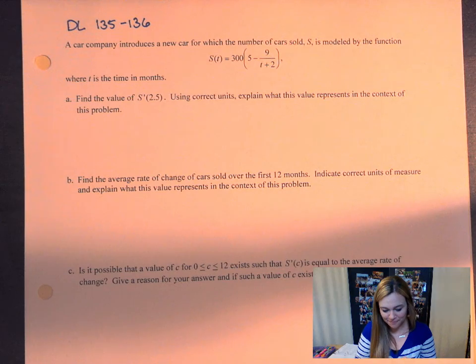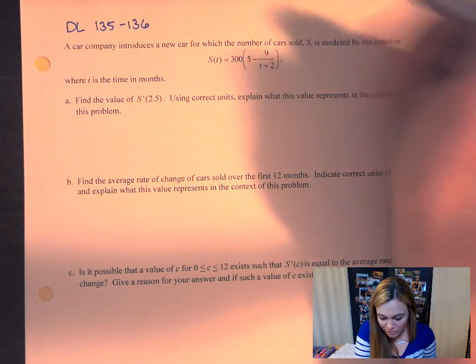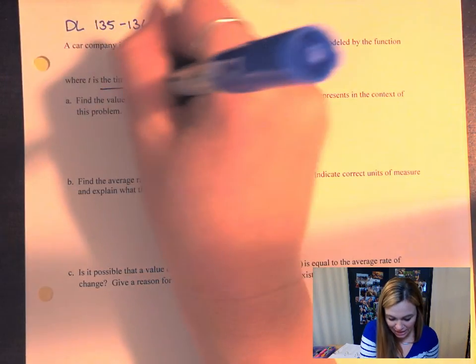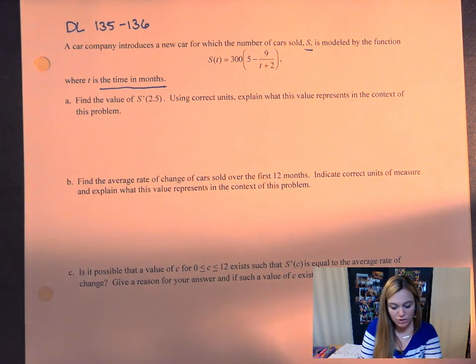Let's do this thing. So we have a car company that introduces a new car for which the number of cars sold, S, is modeled by this function, where t is the time in months. If I want to find the value of S prime of 2.5, you could do this a couple different ways.